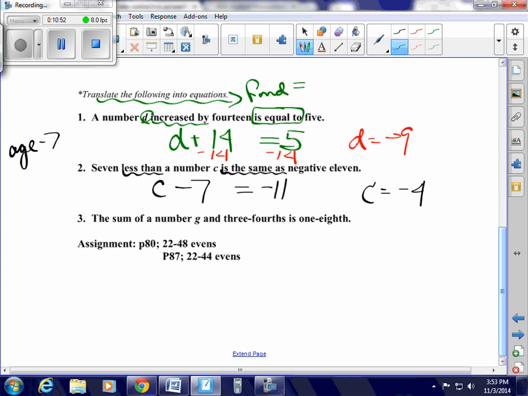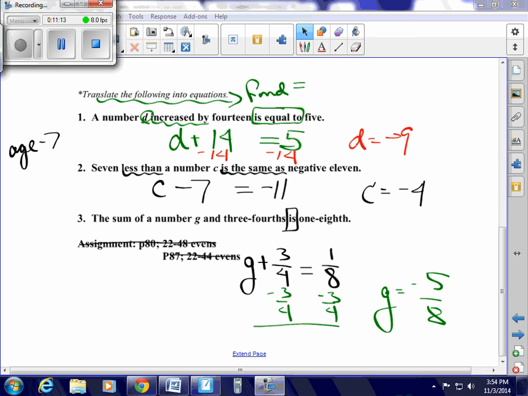The sum of a number G and 3/4 is 1/8. Well, is is your equal sign. So something is 1/8. The sum of a number G and 3/4. The sum means add, so G plus 3/4 is equal to 1/8. You're going to subtract 3/4 from both sides. You get negative 5/8.